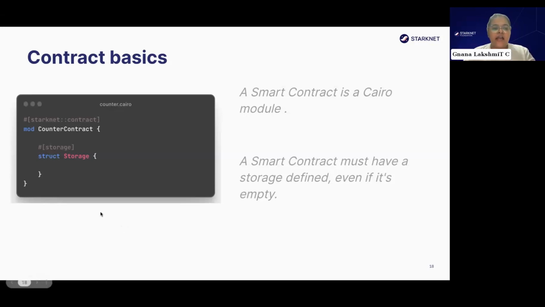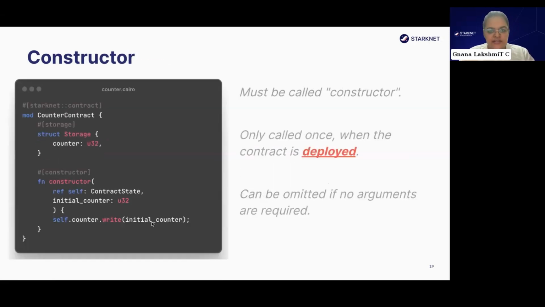And Starknet contracts, smart contracts, are Cairo modules. So when you want to write a contract, you say mod, which is the module, name of the contract, open close braces. And then you have to have a storage defined. So a smart contract must have a storage defined, even if it is empty. So now this is your bare minimum Starknet smart contract written in Cairo. Let's go to the next one.